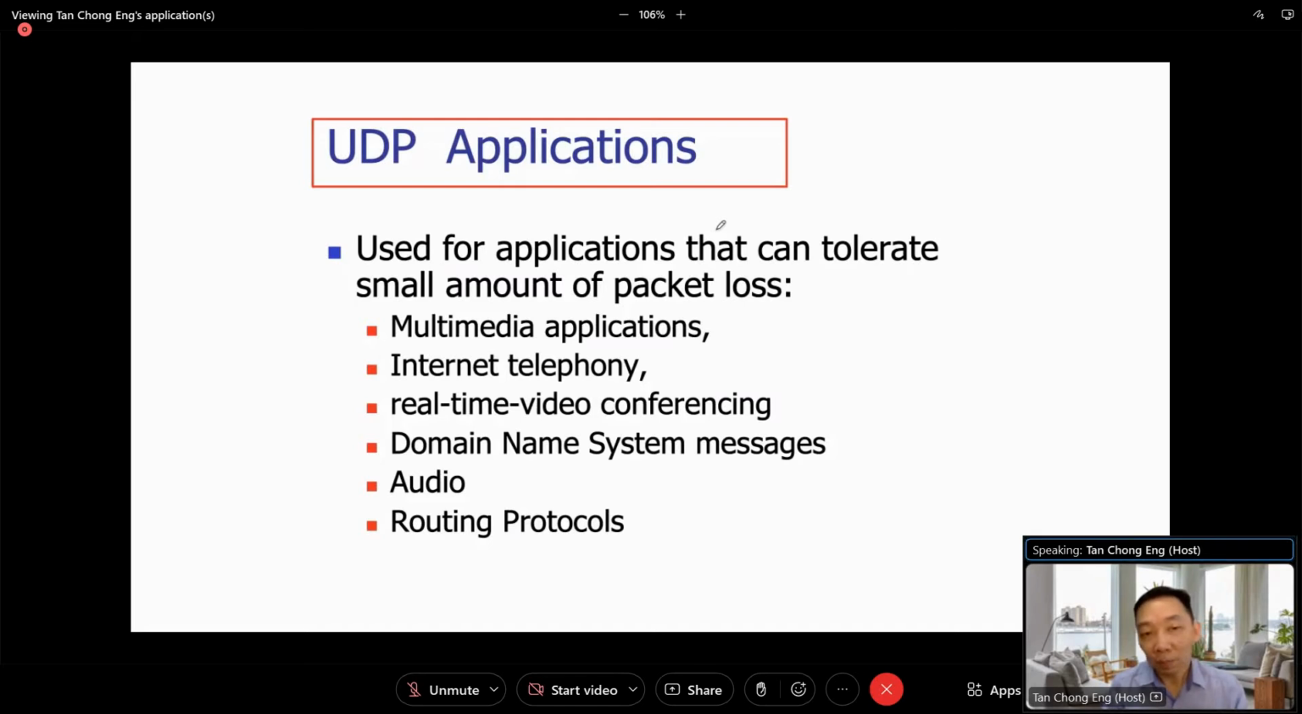Okay. So UDP also covers audio, and also covers routing protocols. So these are actually quite common. That's why you have to understand the nature of UDP and where it can be used.